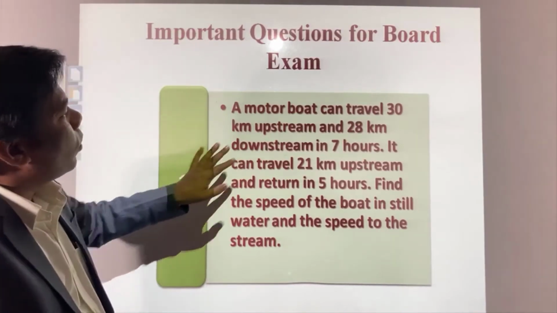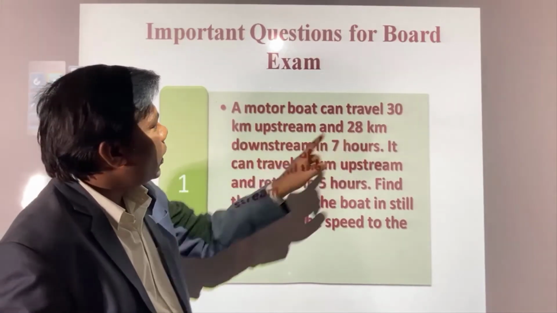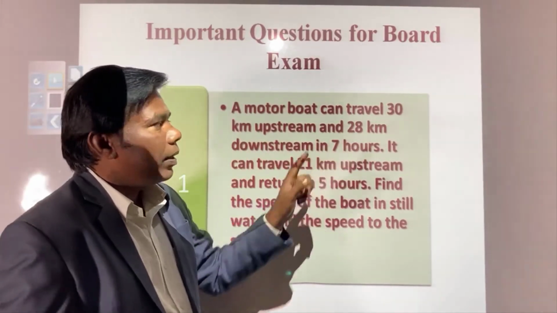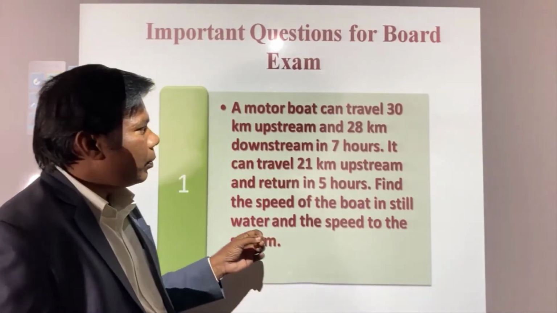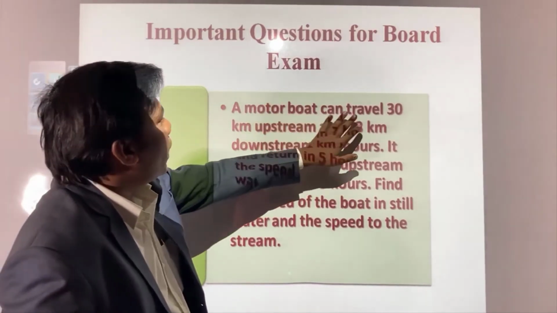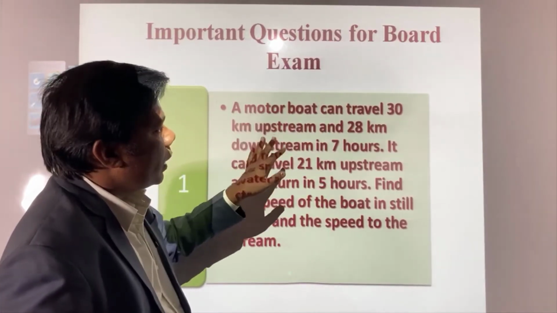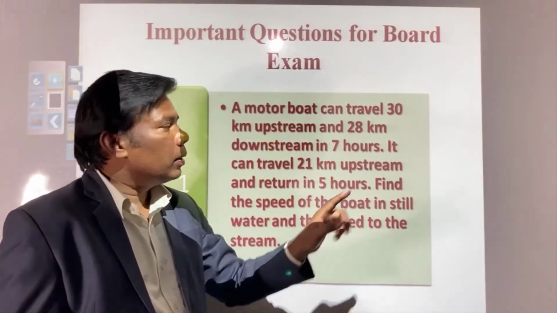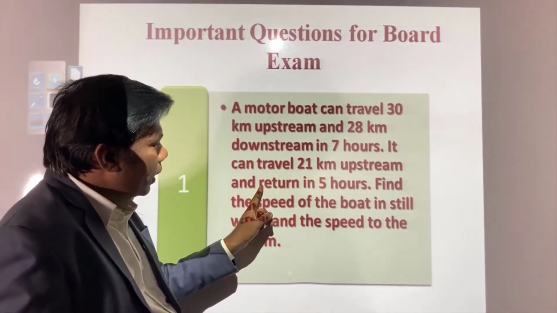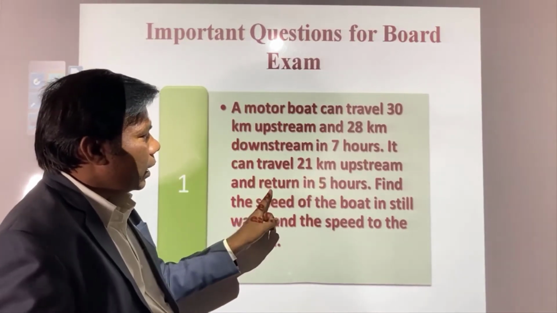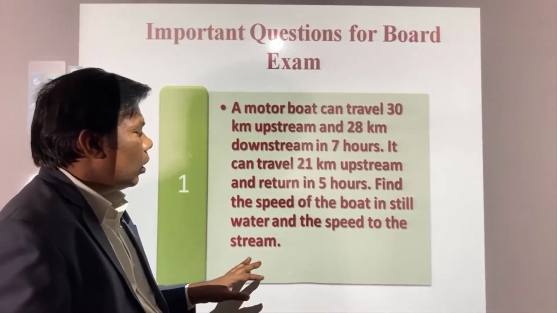Here you see we have a question. A motorboat can travel 30 km upstream and 28 km downstream in 7 hours. Upstream and downstream, I hope you understand, this type of question has already been solved. So a motorboat travels 30 km upstream and 28 km downstream, and it takes 7 hours. It can travel 21 km upstream and 21 km downstream, meaning it will return, in 5 hours. Find the speed of the boat in still water and the speed of the stream.